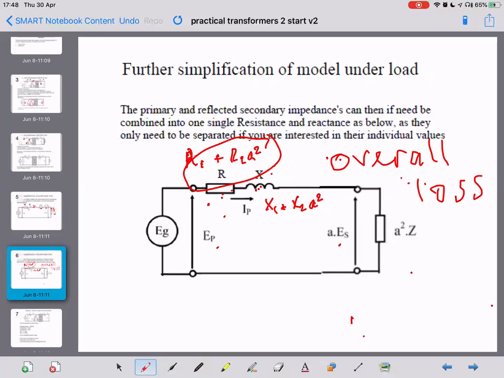So those two components there represent the overall loss, and in most cases, the overall loss and what the phase angle is, perhaps between the voltage and current, is what we're really interested in.